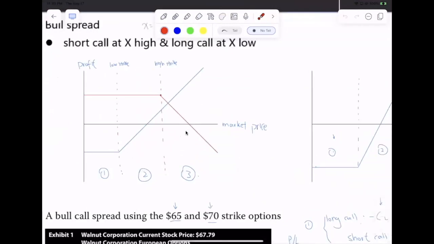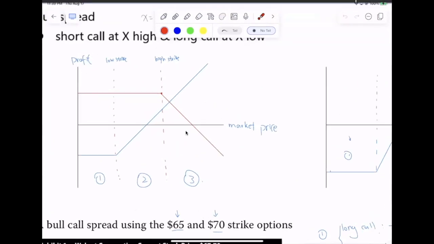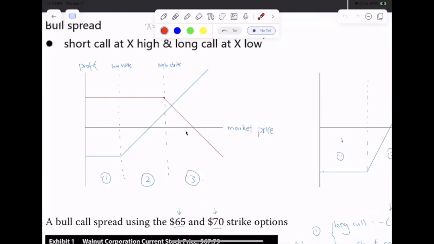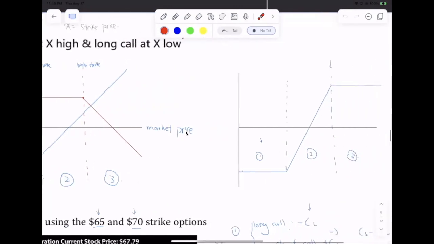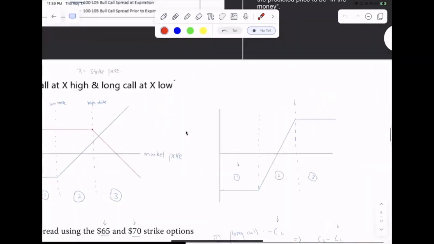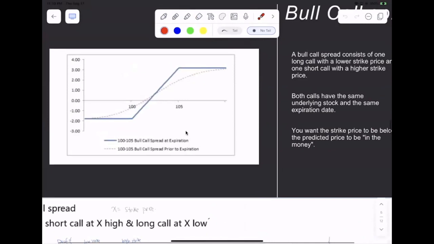In order to understand this graph, we can separate this graph into three segments. The first segment, neither options are exercised, because the price is lower than the low strike price. In the second segment, the long call option is exercised because it has a relatively lower strike price. In the third segment, both options are exercised. When combining these two graphs, we get the following graph, exactly like the one in our PowerPoint.